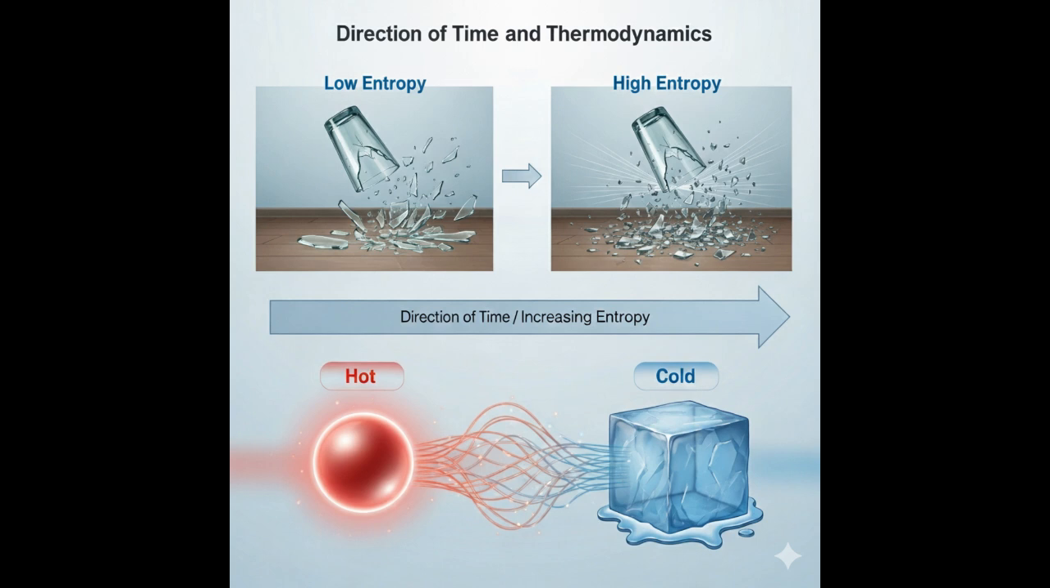We learned that energy cannot be created or destroyed, only transformed. But the first law doesn't tell us why processes happen in a certain direction or if they will happen at all. It doesn't explain why heat flows from hot to cold, or why a dropped glass shatters, but doesn't spontaneously reassemble itself.